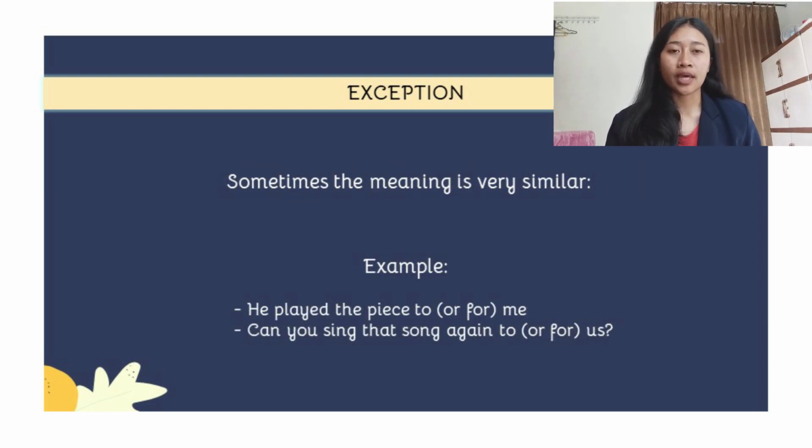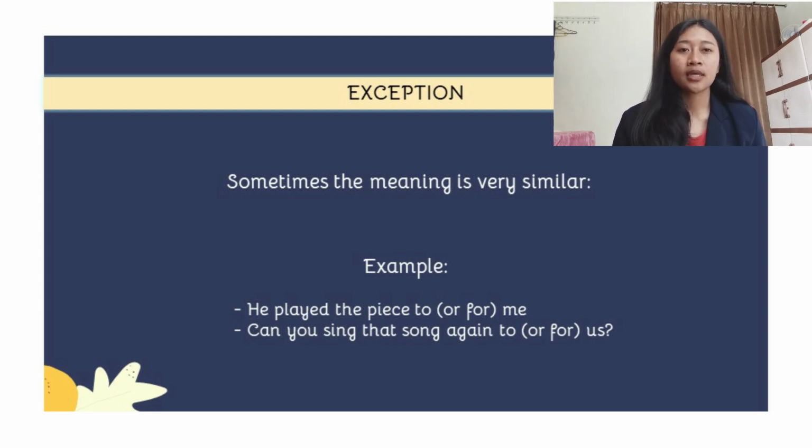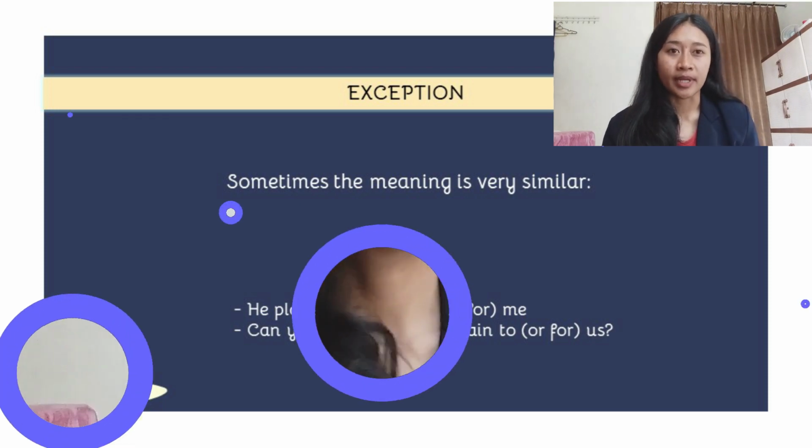An important note: sometimes for and to have a very similar meaning in some situations. For example, he played the piece to me. We can also use for in the sentence: he played the piece for me. And the second example is, can you sing that song again to me or to us? We can also use for in the sentence: can you sing that song again for us? And that has a very similar meaning.